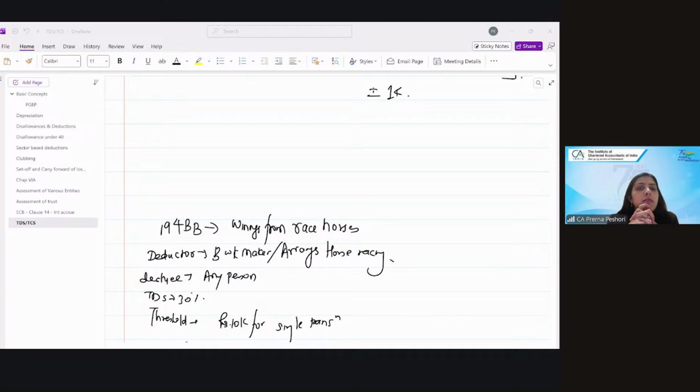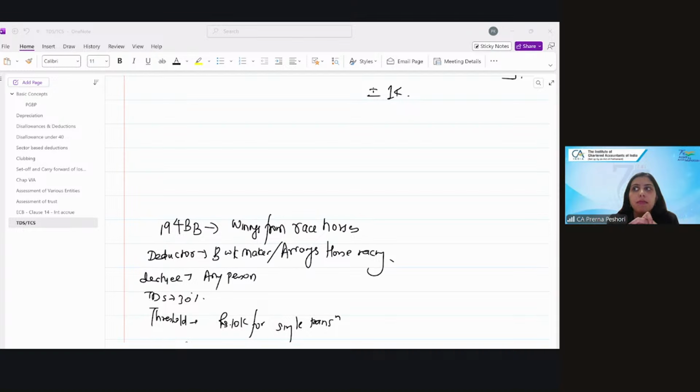If it is a bank, cooperative bank, or post office, threshold limit is 50,000, and for others it is 10,000, and for senior citizens it is 1 lakh rupees. If branch-wise, it has to be maintained. If CBS is there, then it will be bank-wise.